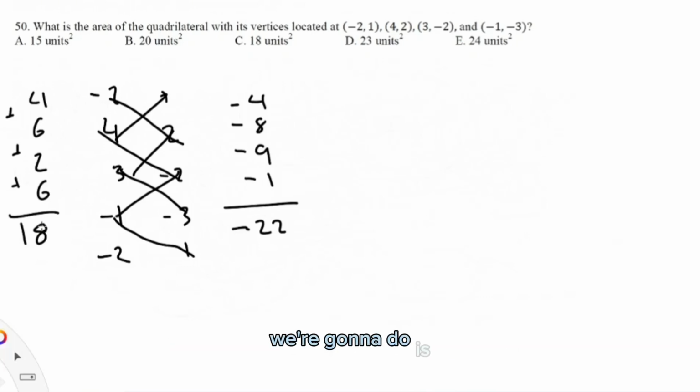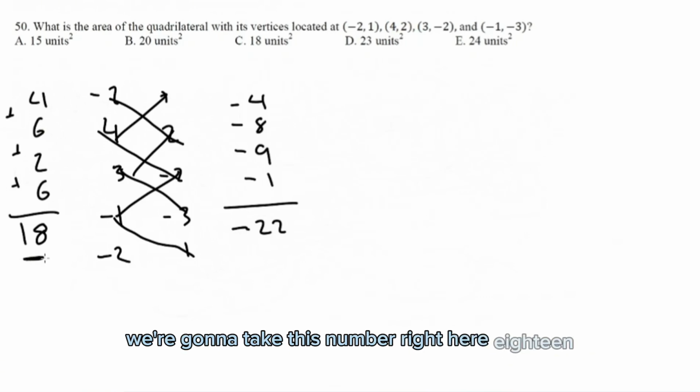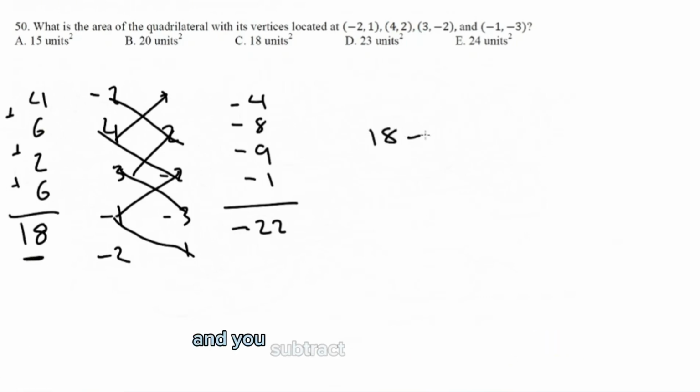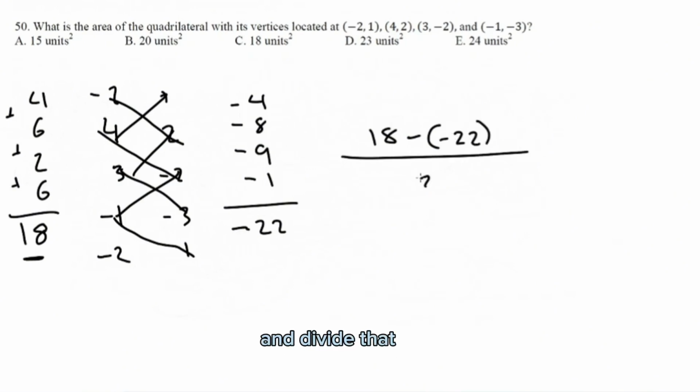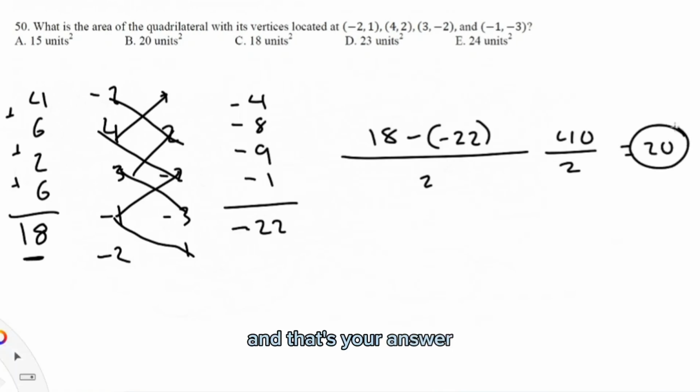So now what we're going to do is take this number right here, 18, and subtract the other number, which is negative 22, and divide that by 2. So 18 minus negative 22 is just 18 plus 22, which is 40. 40 divided by 2 is 20, and that's your answer.